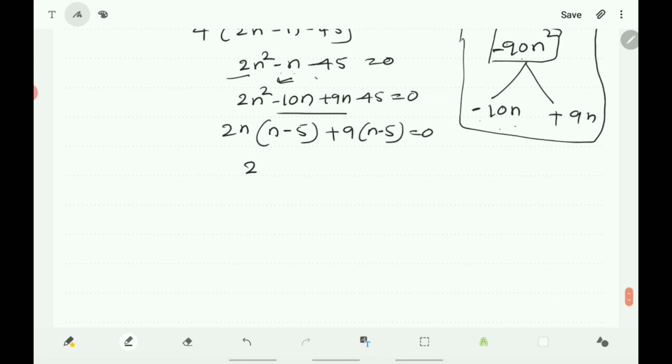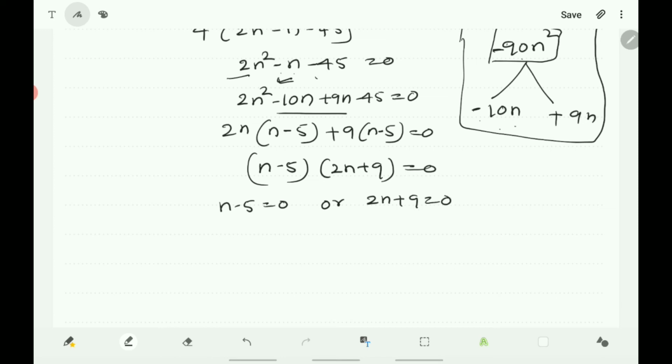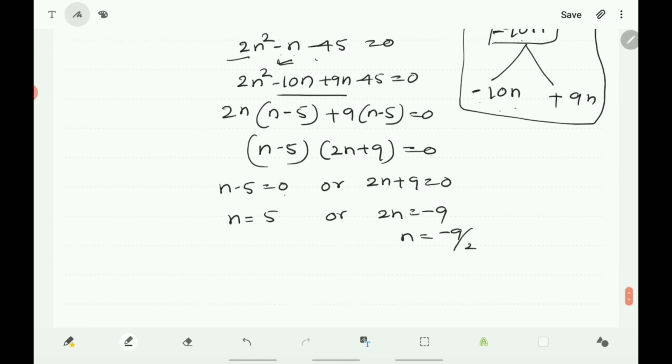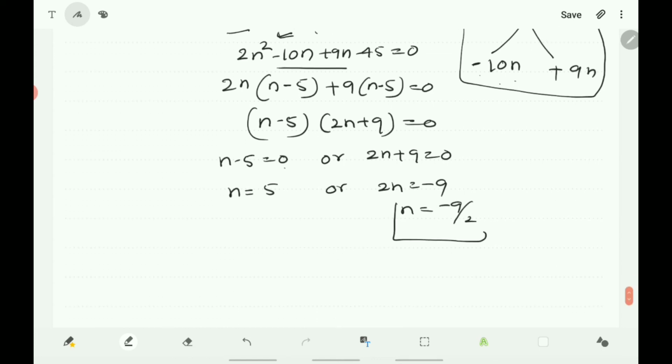and here n minus 5 is common, n minus 5 into 2n plus 9 is equals to 0, and equate both the factors to 0. N minus 5 is equals to 0, or 2n plus 9 is equals to 0, and this becomes n is equals to 5, or here 2n is equals to minus 9 and n is equals to minus 9 by 2. So here as n is a positive integer, this is not considered, so you must take n is equals to 5.